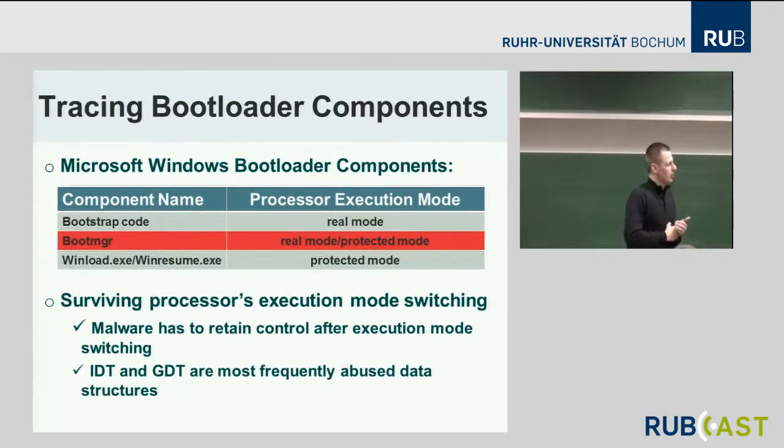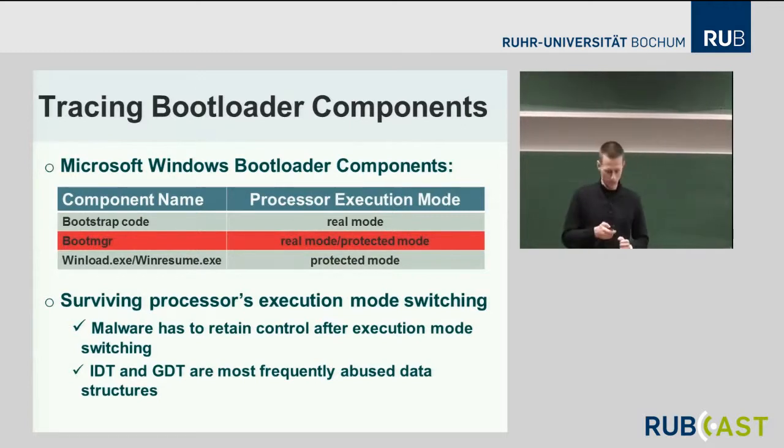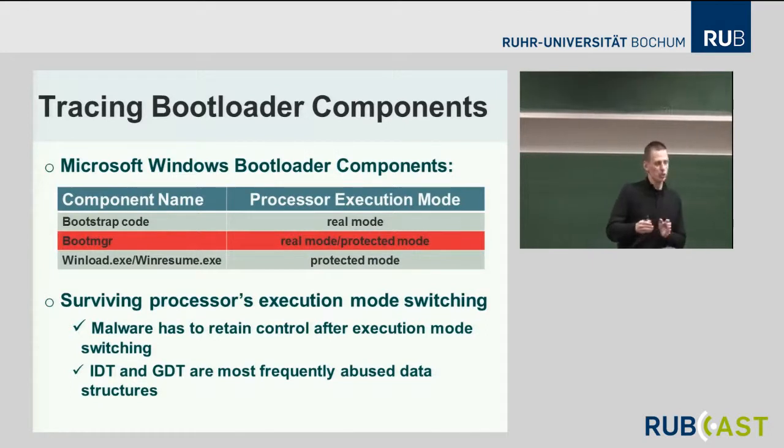Tracing bootloader components. Let's speak about this. One of the difficult things the malware should deal with is to survive the switching of the processor execution mode. We can see here in the table that the bootstrap code is executed in real mode, and WinLoad.exe is executed in protected mode, and for the boot manager components, the first part is executed in real mode and the second part is executed in protected mode. So the switching occurs somewhere inside this module, and the malware has to retain control after execution of this switching.